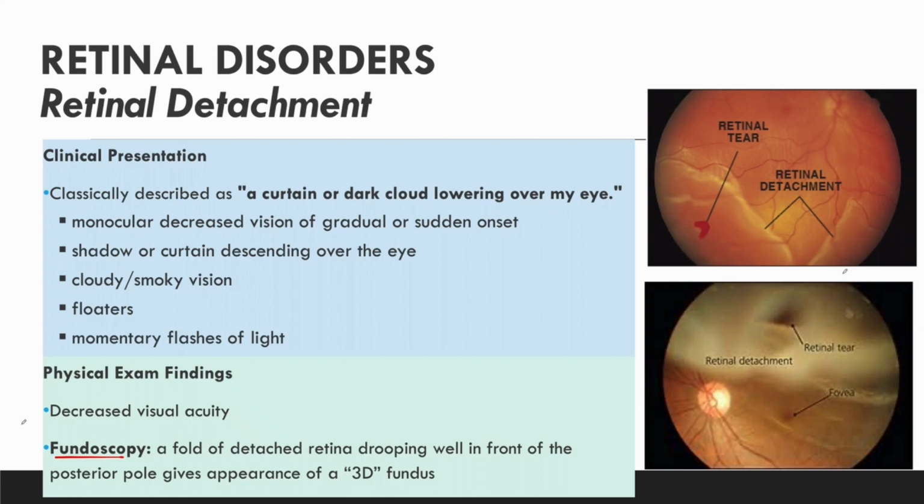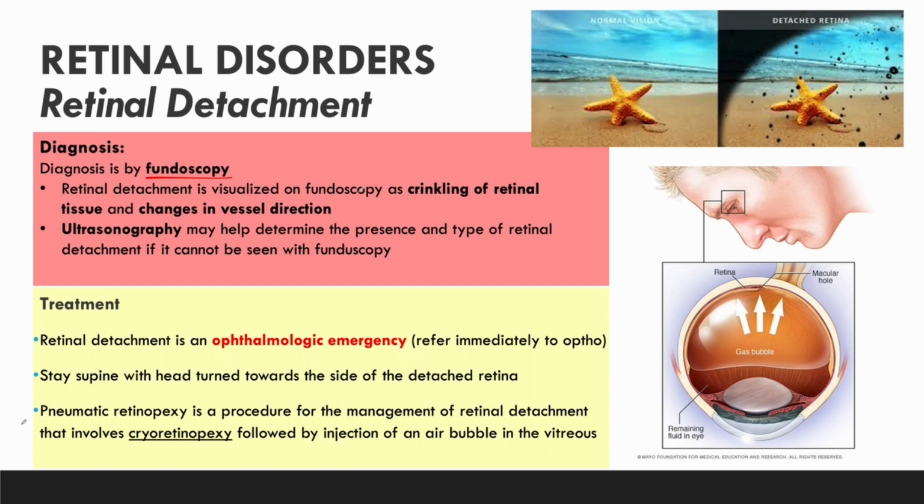So we diagnose it again by direct visualization through fundoscopy. We can see the crinkling of the retina, changes sometimes in vessel direction if it crinkles past the vessel. You can also actually perform ultrasound. So like in ERs where we have a lot of ultrasound, you can perform ultrasound and you can kind of see that defect, which is pretty cool. This is kind of how a patient might see if they had retinal detachment. And it's an ophthalmologic emergency.